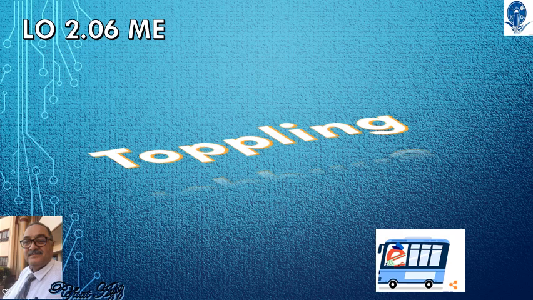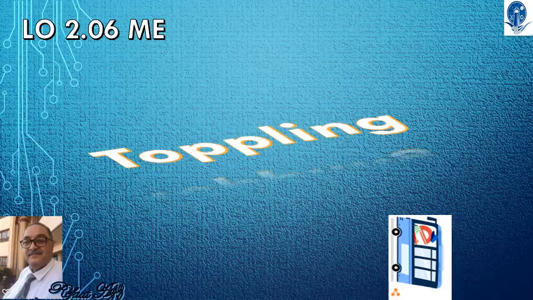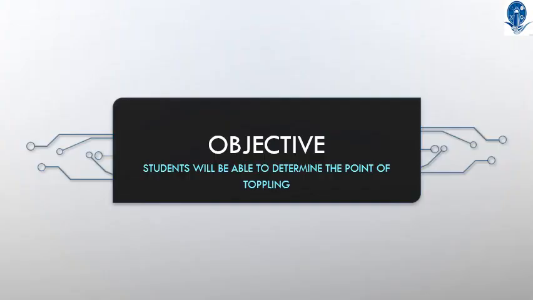Today we have LO 2.06 mechanics: the point of toppling. Okay, this is toppling. Our aim, our objective, is that the student will be able to determine the point of toppling, and also the angle of toppling.